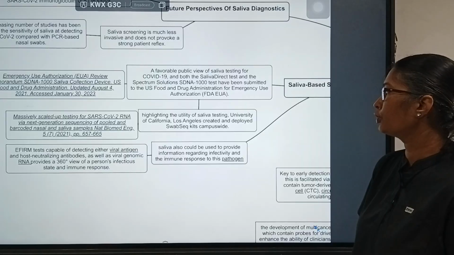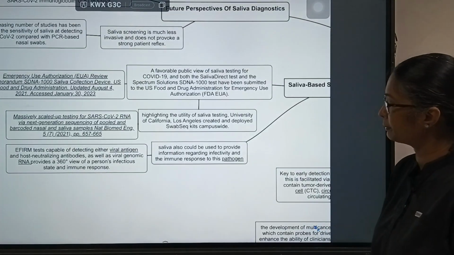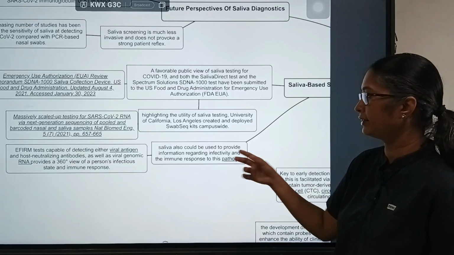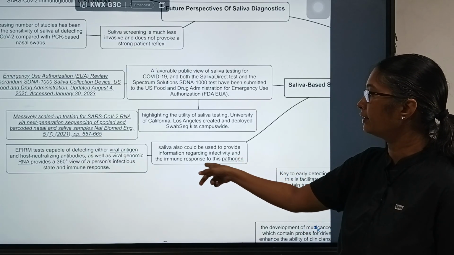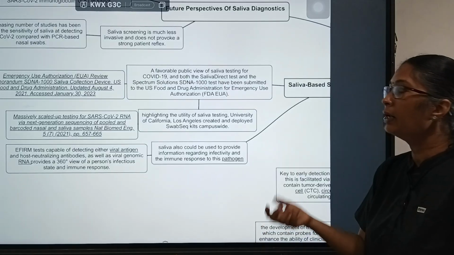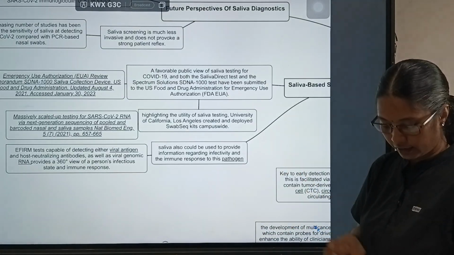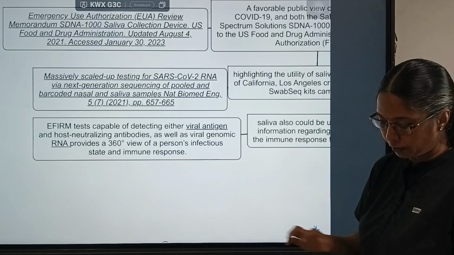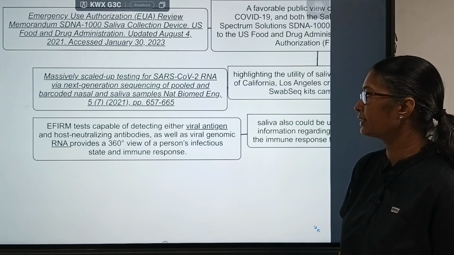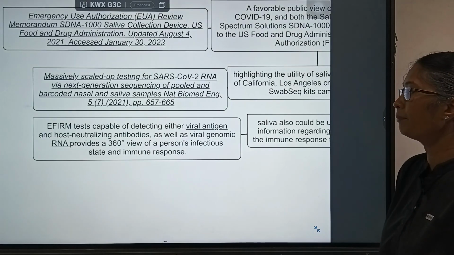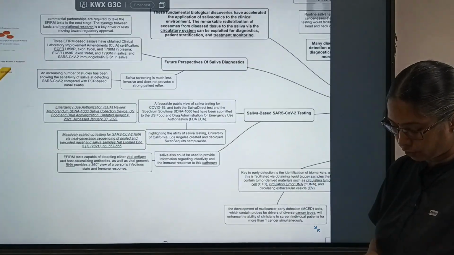And saliva also could be used to provide information regarding the infectivity and the immune response to this pathogen. So not only could they detect the presence of the virus in the saliva, but they can also find the immune response of the host, whether the person has already developed the antibodies for that. So the EFIRM test is capable of detecting viral antigen and neutralizing antibodies as well as viral genomic RNA, which provides a 360-degree view of a person's infectious state and immune response.